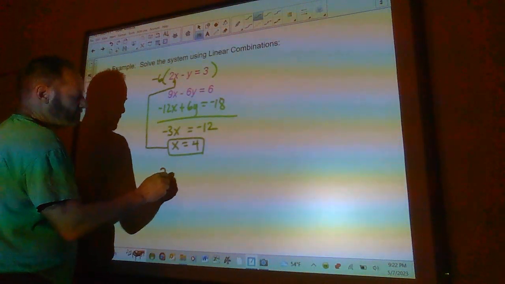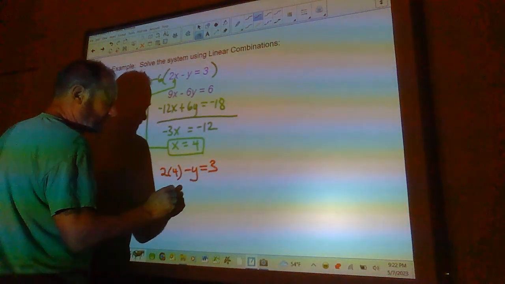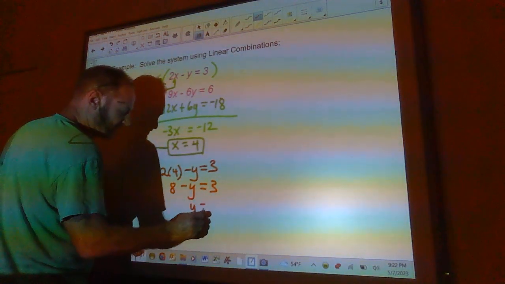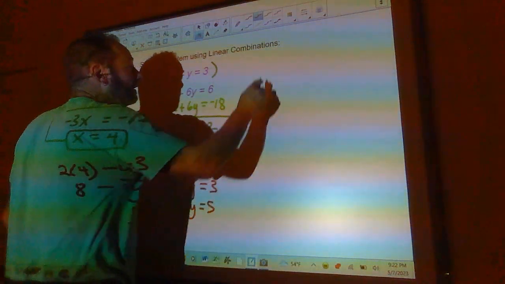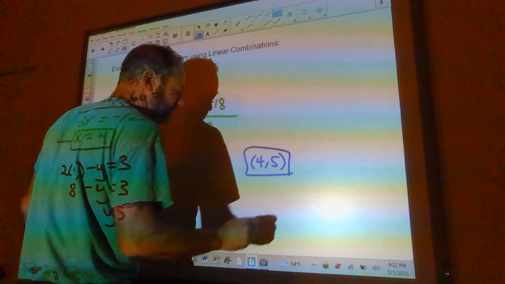Okay, so that's going to be 2 times 4 minus y equals 3. 8 minus y equals 3. y is going to be 5. So my answer then is going to be 4, 5.